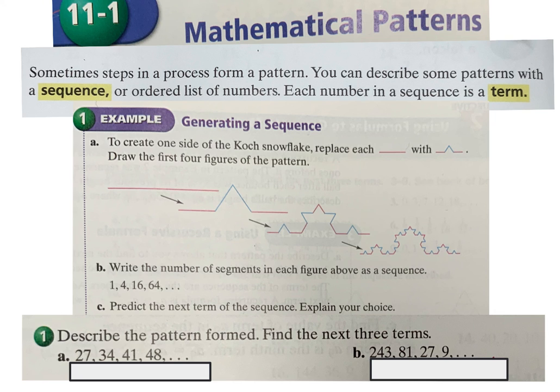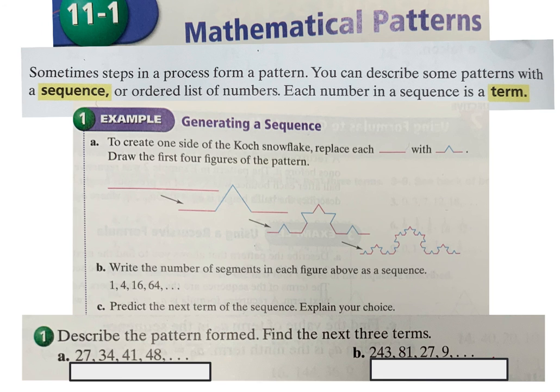Write the number of segments in each figure above as a sequence. For this one, we had one segment here. For the next one, we had 1, 2, 3, 4 segments. Here we had 16: 1, 2, 3, 4, 5, 6, 7, 8, 9, 10, 11, 12, 13, 14, 15, 16. So we're talking about every little segment. 64 for this one.